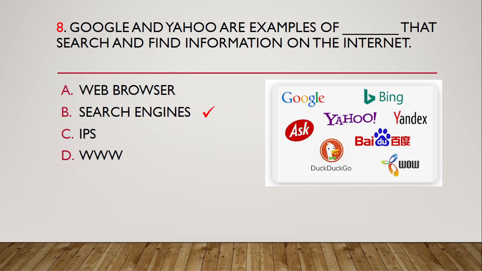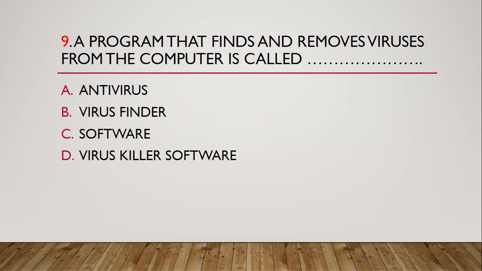So basically, a search engine is defined as a program that searches and finds information on the internet. And the commonly used search engines are Google and Yahoo. Okay, so these are very common. So our answer here is B. Number 9.